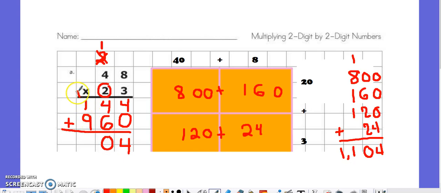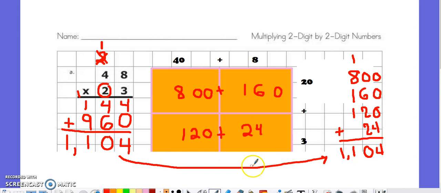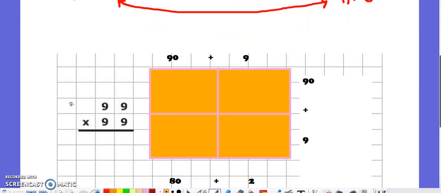And 9 plus 1 plus 1 more is 11. My total being 1,104. So you see my answer is matchy-matchy to the answer that I got over here using place value. What I try and teach the students is use the standard algorithm and then check with the place value method. Let's try at least one more.